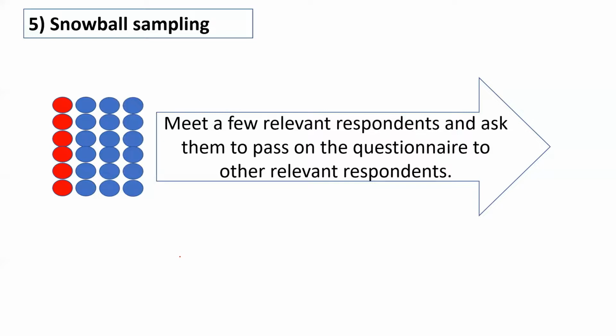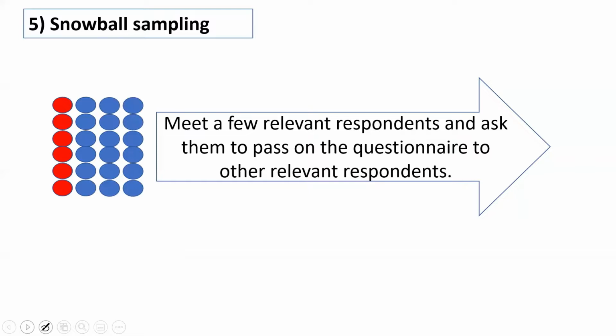So you meet a few respondents, then you ask them if they can pass on the questionnaire to other respondents of interest to you. In that case, it only has to do with humans. You can't go to the ocean and say, I'm doing an experiment on this fish, and I want this fish to pass on the information to other fishes to come and do the experiment. It doesn't work like that.